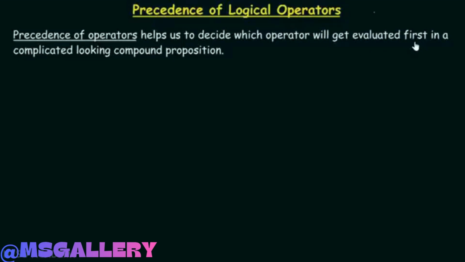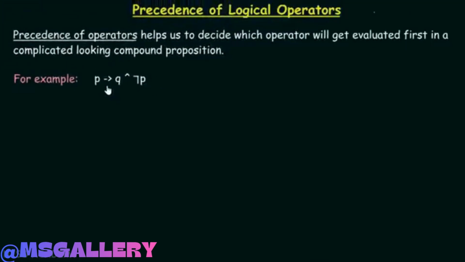Suppose a compound proposition is composed of multiple logical operators. Then in that case, which operator will get evaluated first is the question of concern. Therefore, we need to know the precedence of operators in order to know which operator will get evaluated first. Let's consider one example of a compound proposition. P implies Q and not P. Now, as this compound proposition is composed of implication, conjunction, and negation, which operator will get evaluated first is quite important for us to know.